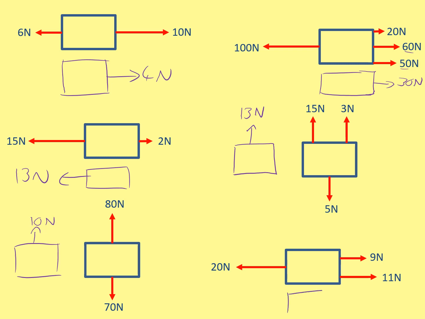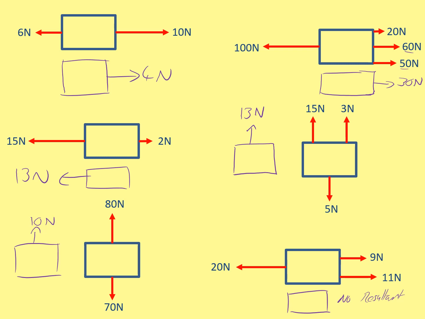Last box. We got 9 to the right, 11 to the right, that makes 20 to the right, and 20 to the left. Oh, interesting. 20 to the right and 20 to the left. That means this box has no resultant force. No resultant force. Now that's a good thing.